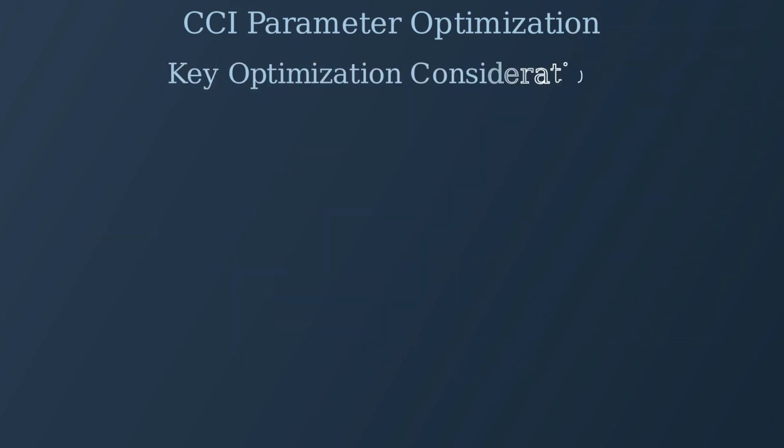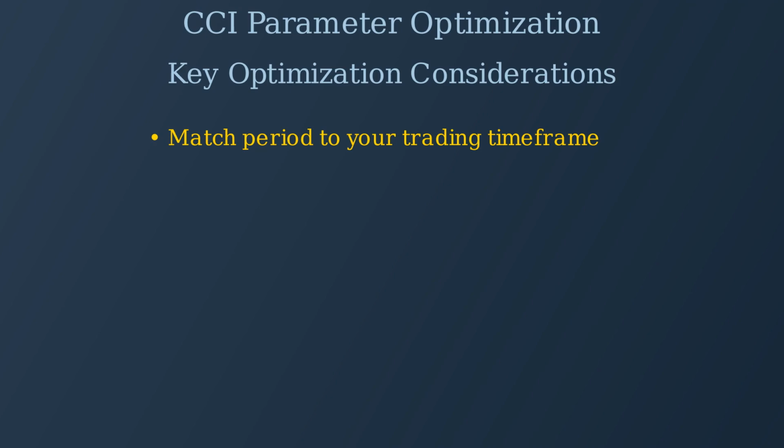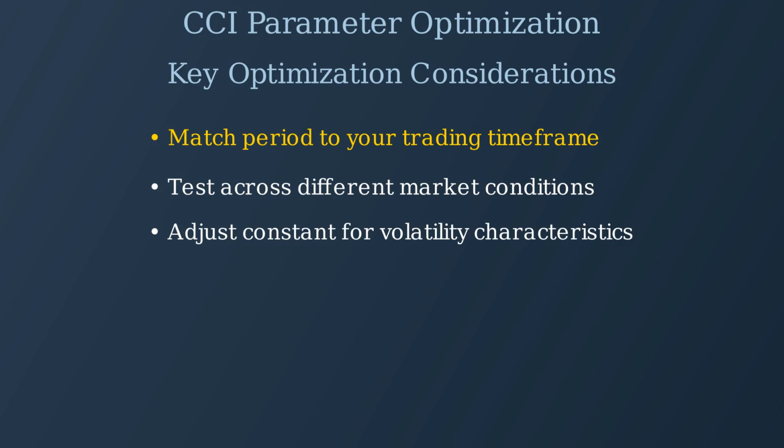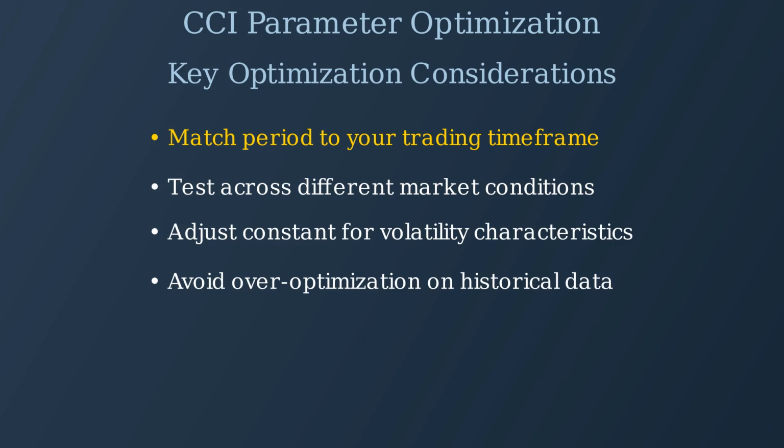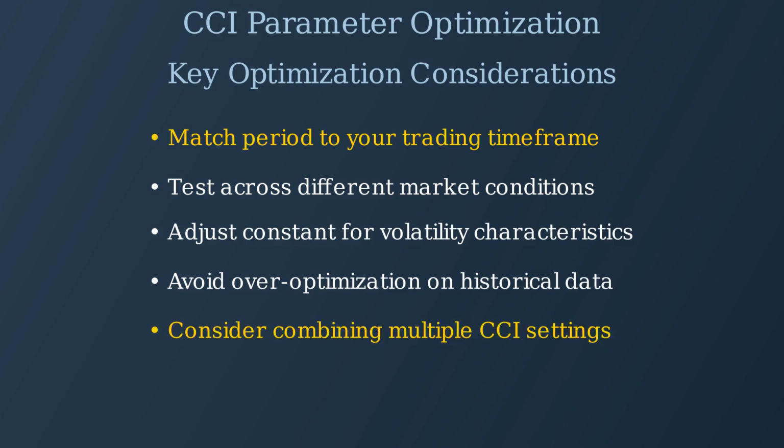When optimizing CCI parameters, keep these key considerations in mind to achieve the best results. Match your CCI period to your trading time frame. Shorter timeframes generally work better with shorter CCI periods. Test your parameters across different markets. Consider adjusting the constant factor based on the asset's volatility characteristics. Be careful to avoid over-optimization. Parameters that fit historical data perfectly may perform poorly in real trading. For advanced strategies, consider combining multiple CCI settings to confirm signals and filter out noise.